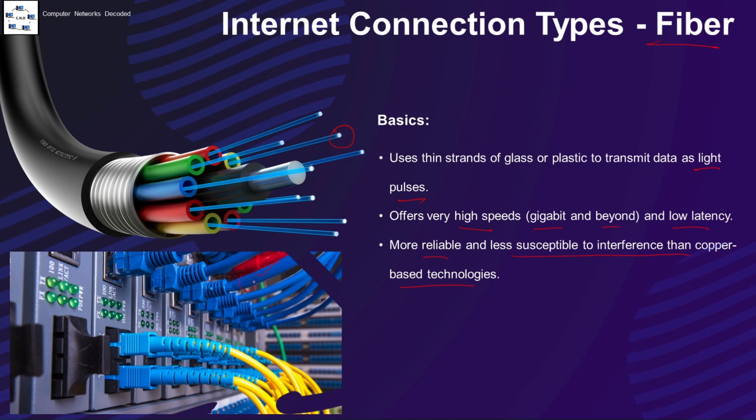Copper, such as this Cat6, is susceptible to interference from electrical signals, while fiber, since it uses light, is not susceptible to electrical interference. Its availability is still expanding, but in modern times, it is almost available to every home in urban areas and to every office. The latest modern ISPs provide you internet connectivity through fiber inside your home, which is known as FTTH, as we already studied, fiber to the home.